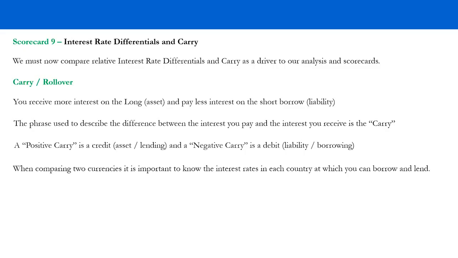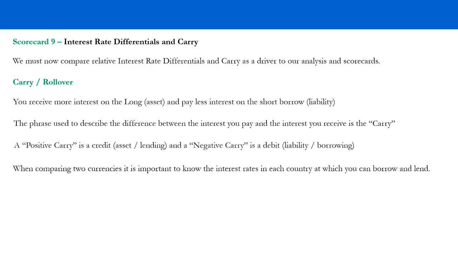So the phrase that we use to describe this in the Forex markets, between the interest you pay and the interest you receive, is the carry. And if you recall, a positive carry is a credit and a negative carry is a debit. So that overall equation, if it's positive, you're getting a positive carry, and if it's negative, you're getting a negative carry.